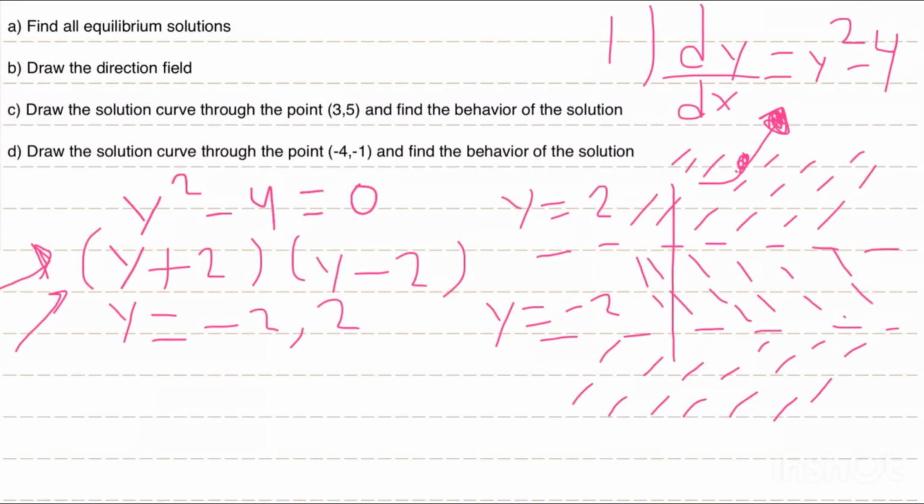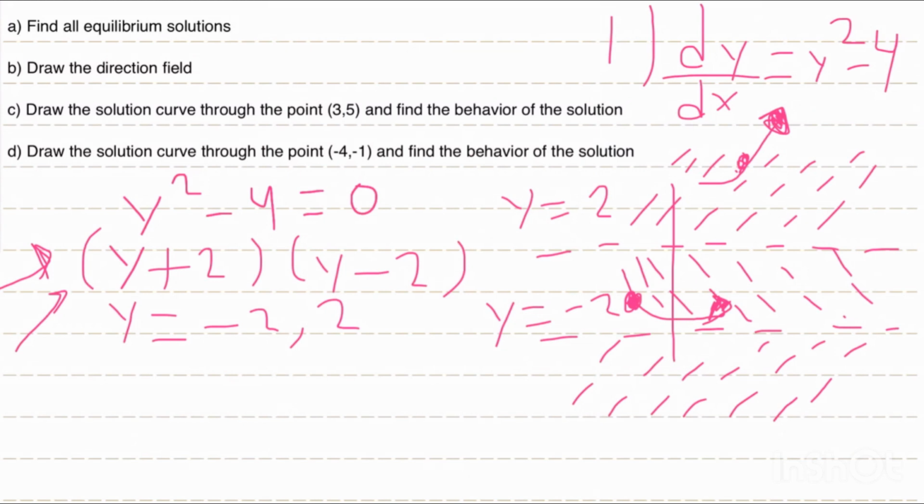Alright, so for part D, we're going to draw the solution curve through the point (-4, -1). Negative 4 is going to be on the left side of the graph, and negative 1 is going to be slightly above y equals negative 2. So we can say it's around here. Now we need to follow the direction of the slope field. In this case, it seems to be converging to y equals negative 2, because above and below, the curves are pointing towards negative 2. So we could just draw the solution curve like that.